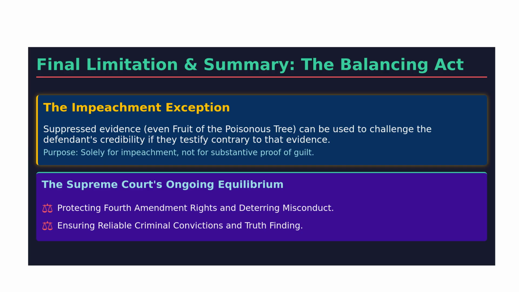Ultimately, the Supreme Court constantly navigates a delicate balance. On one side, we have the imperative to deter serious governmental misconduct and protect constitutional privacy rights. On the other side, there is the fundamental need to ensure that the criminal justice system convicts the factually guilty based on reliable evidence. These doctrines, and their numerous exceptions, represent the court's ongoing attempt to strike that precise equilibrium.